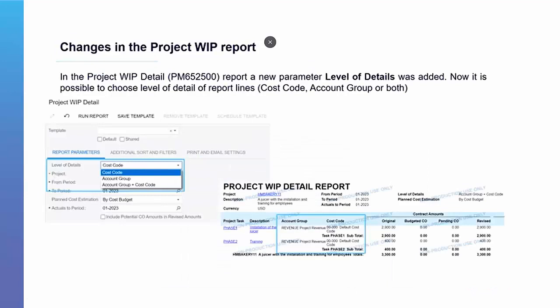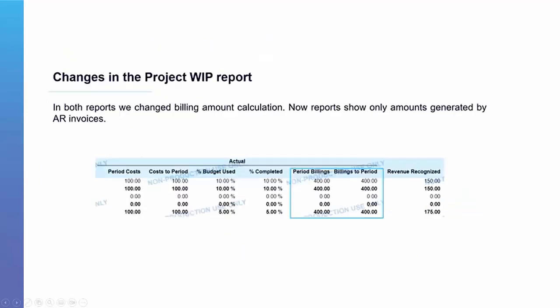The project WIP with detail report is now going to have an additional parameter on it that's going to ask you the level of detail that you want to display in the WIP report. So now you can run it with cost code or by account group or with both account group and cost code. Several companies have customized these reports with the ability of changing that level of detail. Now the out-of-the-box report is going to allow for that level of detail change.